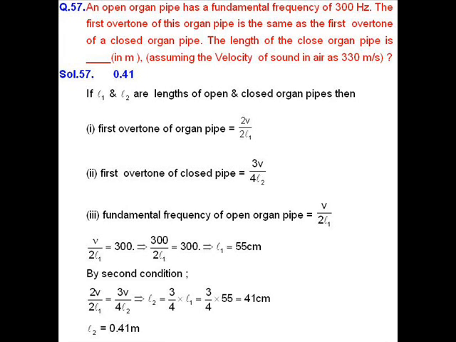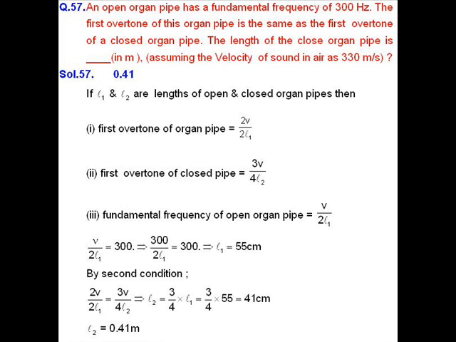So if L1 and L2 are the lengths of an open and closed organ pipe, then the first overtone of an open organ pipe equals 2V upon 2L1, and the first overtone of the closed pipe equals 3V upon 4L2. And we know that the fundamental frequency of an open organ pipe is V upon 2L1.